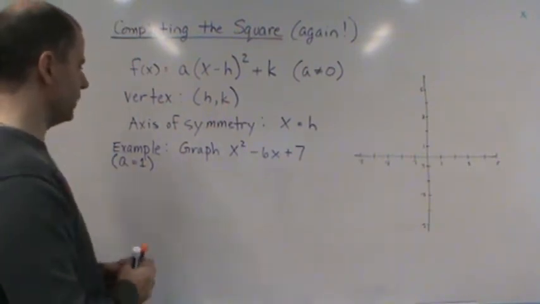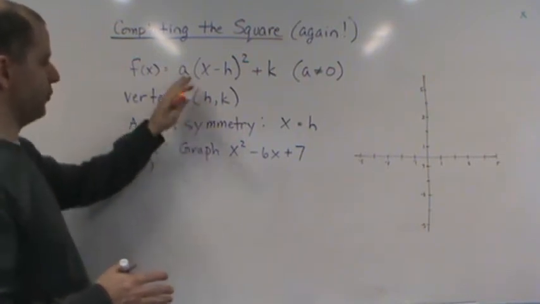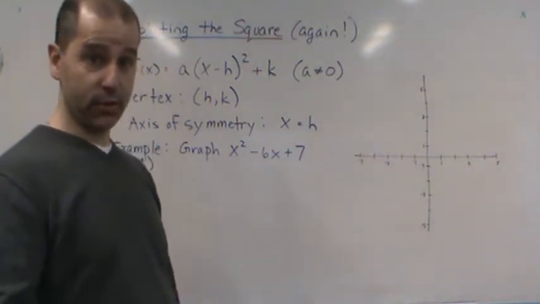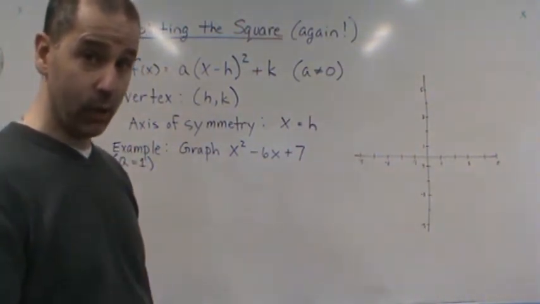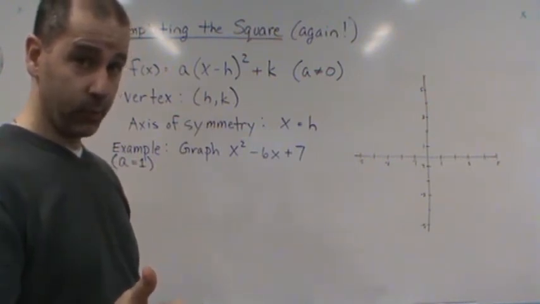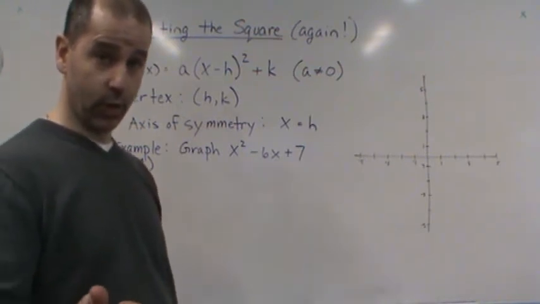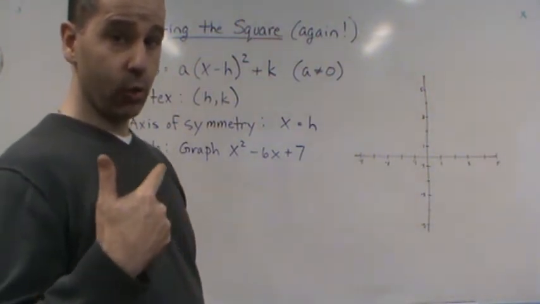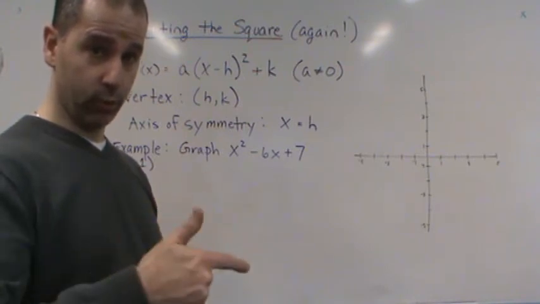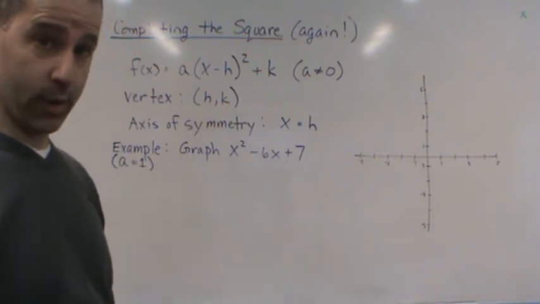So let's see what we can do here. How do we get it into this form? Well, that's where completing the square comes in again. This is another time where you need to know how to complete the square. We saw it earlier in the review, completing the square to solve a quadratic equation. We also saw completing the square with equations of circles, going from general form to center-radius form, and now we're seeing it again with quadratics.